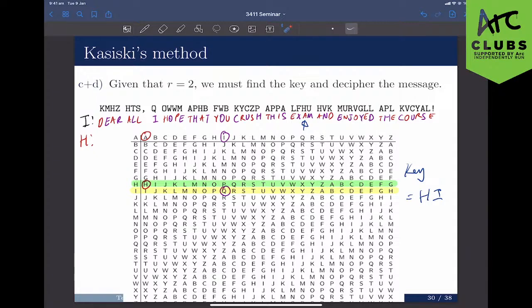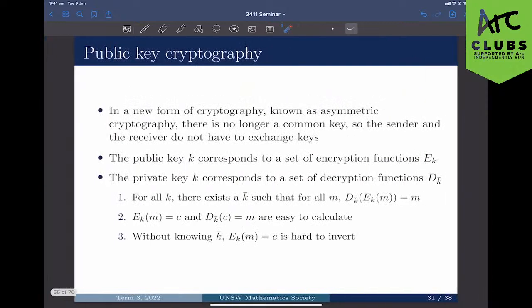But the problem with this is that at some point the key has to be exchanged, and that can be unsafe, and someone might be able to intercept the key during that exchange. So we look at a new form of cryptography known as asymmetric cryptography, and there is no longer a common key. So in this asymmetric cryptography, the receiver and the sender don't have a common key like high, and so they don't have to exchange keys.